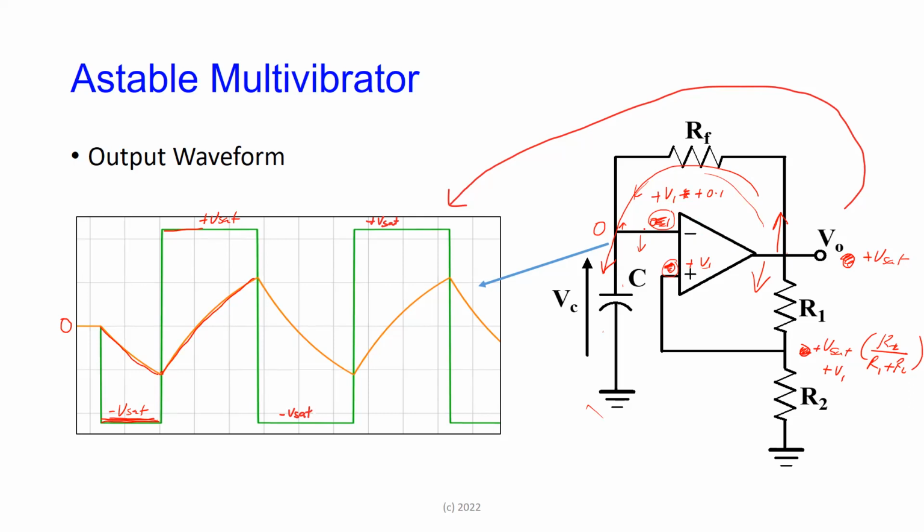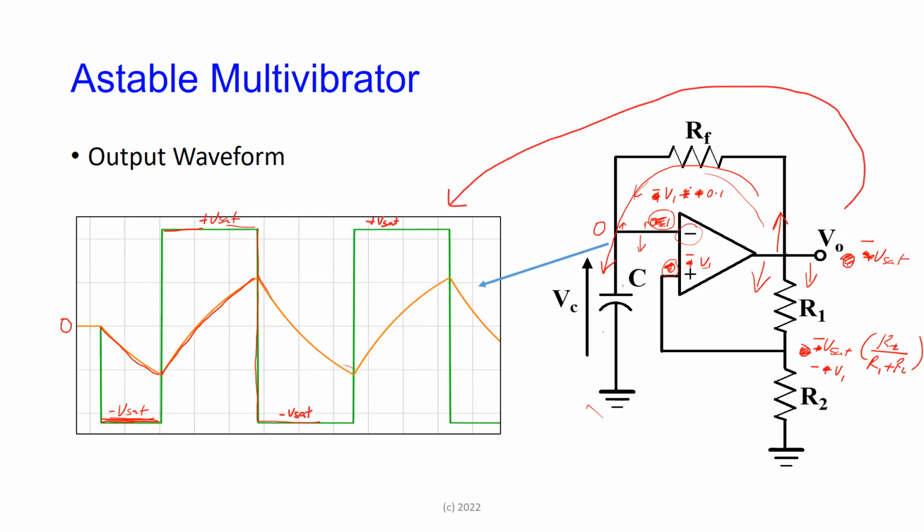So as soon as this point shoots up past V1, the inverting terminal is more positive than the non-inverting terminal, right? Because it's the inverting terminal, the op-amp is going to saturate, but to the opposite side. So it's going to move from plus VSAT to minus VSAT now. And when you do that, the whole cycle repeats itself. So here's minus VSAT, and then the capacitor now starts to discharge and charge negatively.